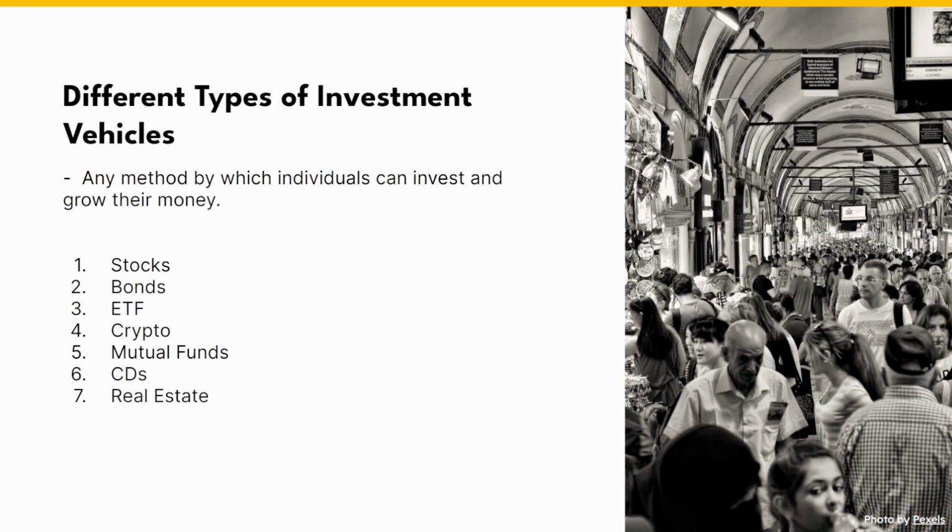So let's discuss the different types of investment vehicles. The definition of an investment vehicle is any method by which individuals can invest and ideally grow their money. The different types we're going to go over are stocks, bonds, ETFs, crypto, mutual funds, CDs, as well as real estate. And CD stands for Certificate of Deposit.